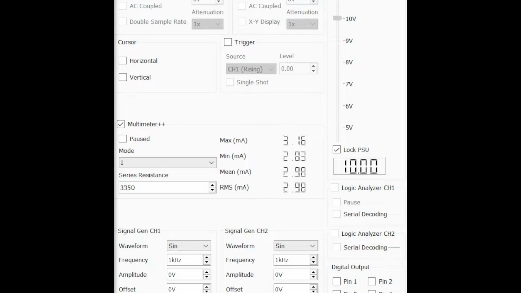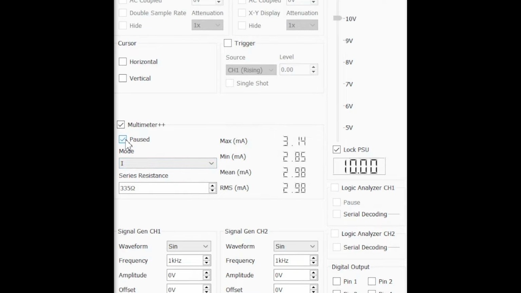So as you can see, I already had the series resistance measured, which was 335 ohms, and this value is 10% of the value of the resistor across which we want to measure what amount of current is passing through. So you can see it's ranging from 2.82 to 3.15. So this is the value. I'm going to pause, take a screenshot of this, and later on I'm going to use it to verify my results.